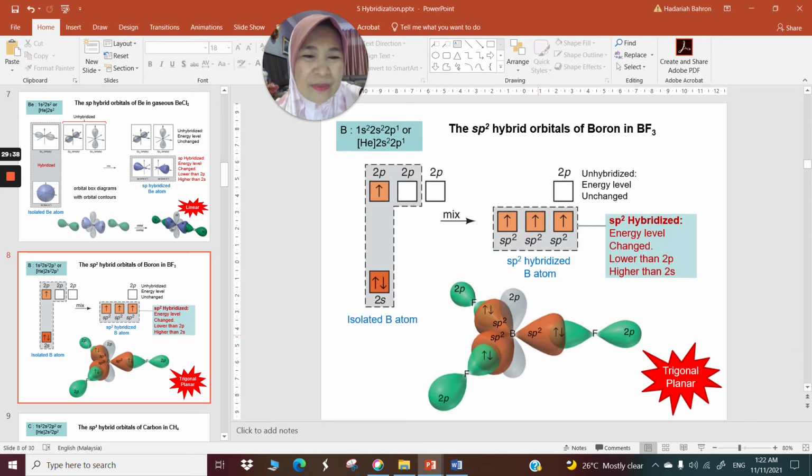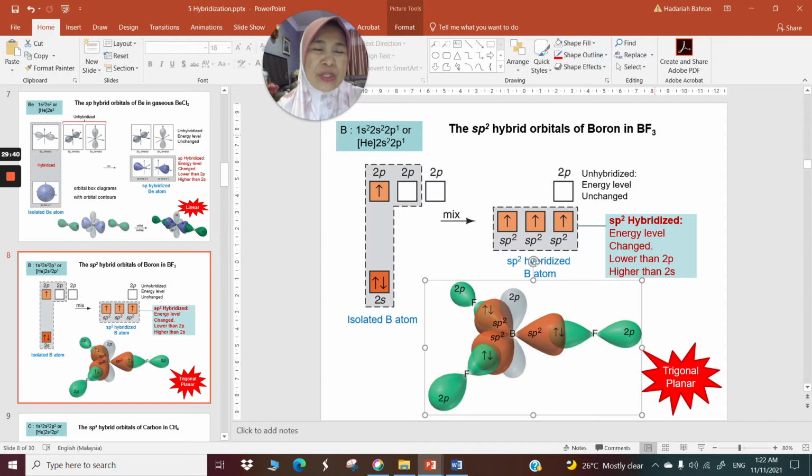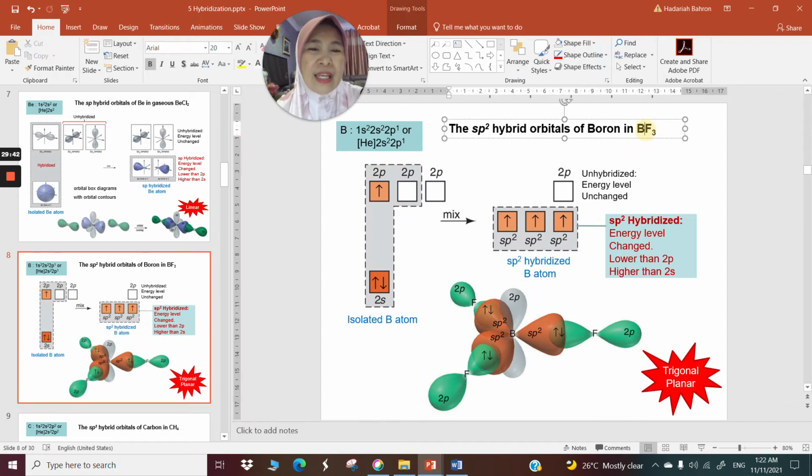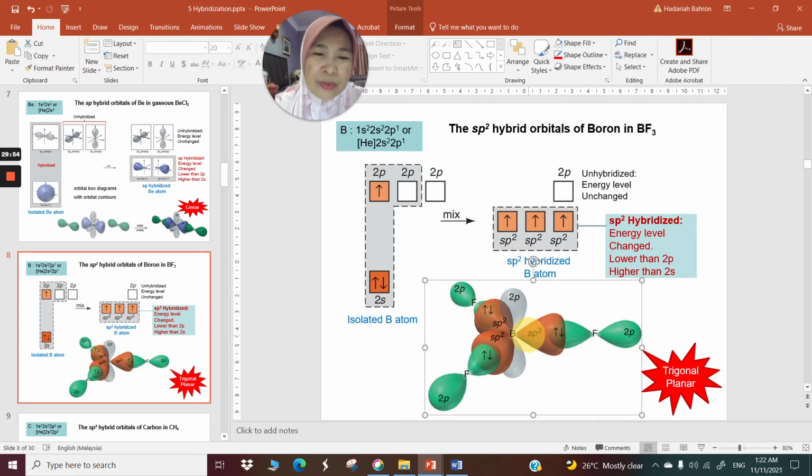Now, this is the formation of BF3 through the hybridization of your boron into sp2 and then the pairing up of the single electrons from fluorine to boron, making 3 BF bonds. Yeah, trigonal planar.